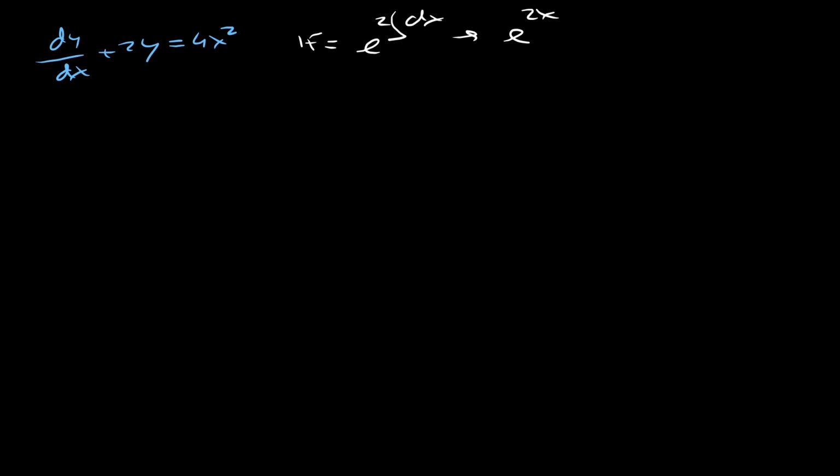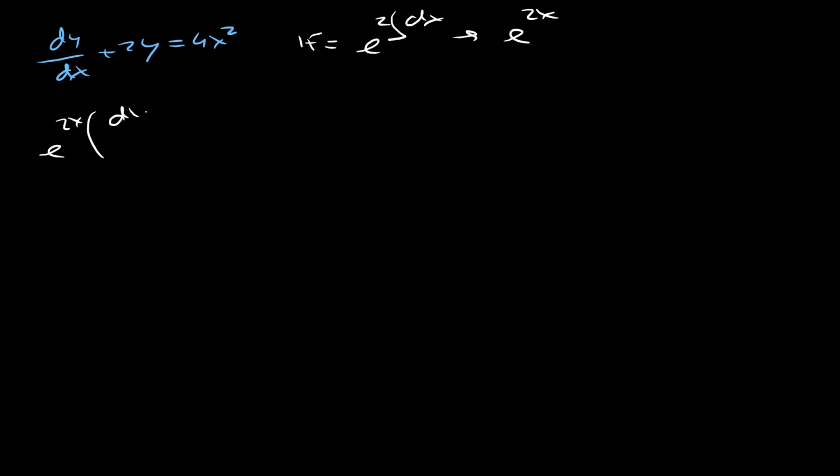So let's say, well, now we have dy/dx plus 2y equals 4x squared. So let's solve this one. So again, same thing. The integrating factor is equal to e to the 2x, and then this is 2x. So now we are multiplying e to the 2x by both sides.